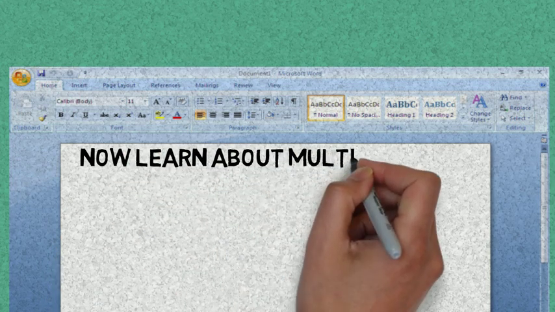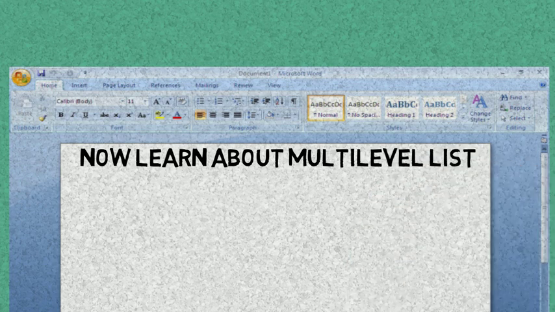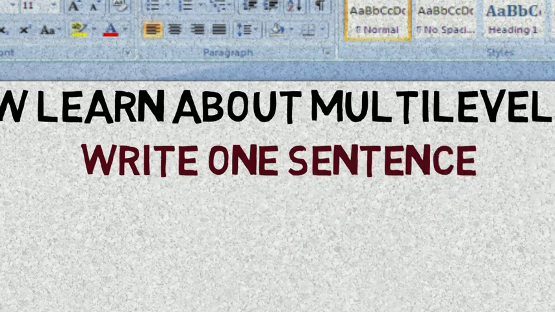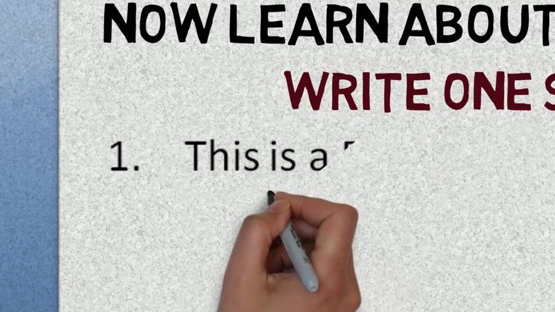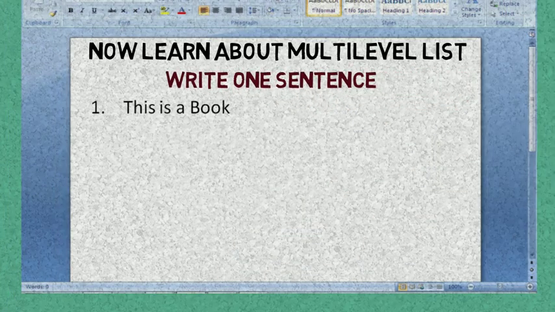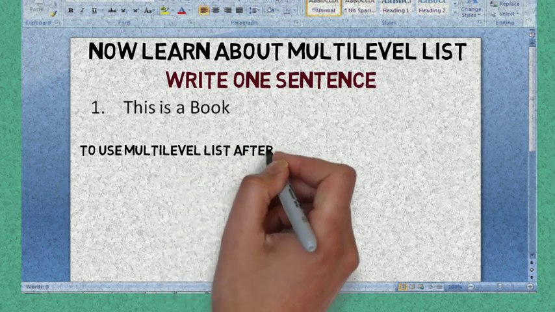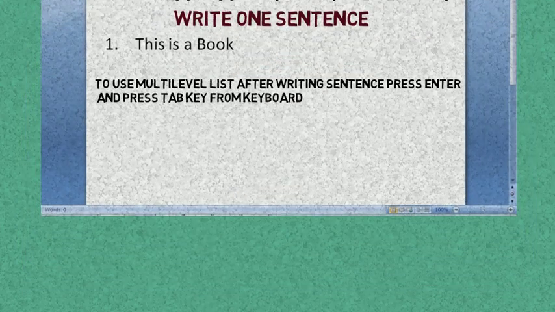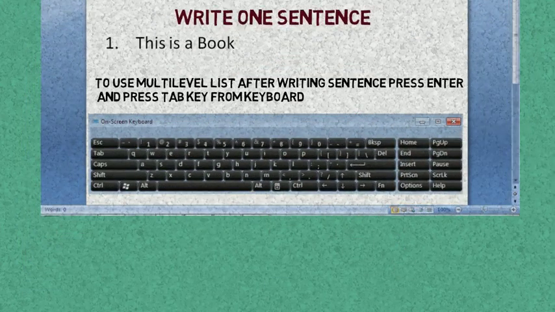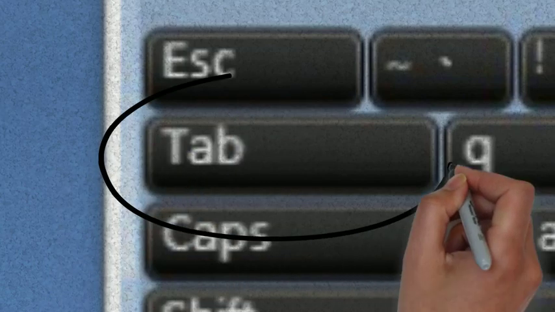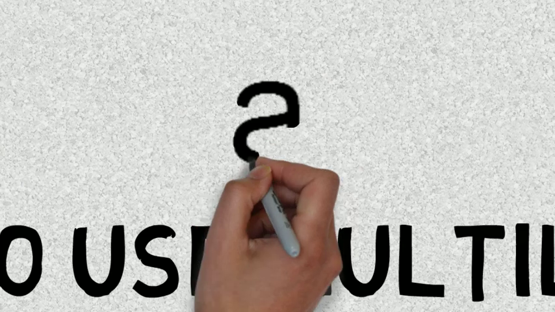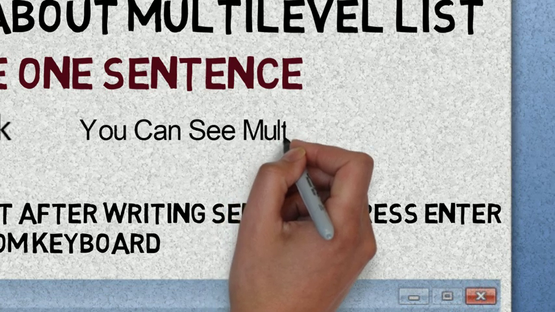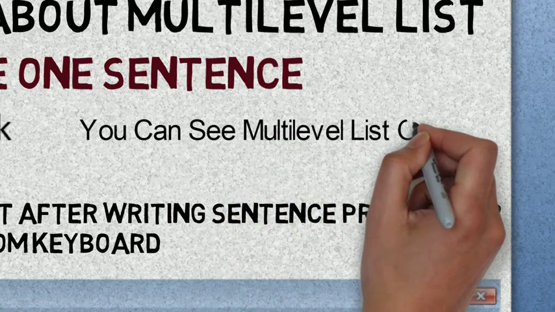Now learn about multi-level list. Write one sentence. To use multi-level list, after writing sentence, press enter and press tab key from keyboard. This is tab key. You can see multi-level list option.